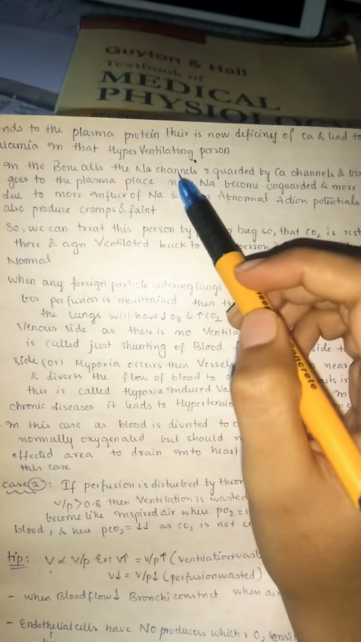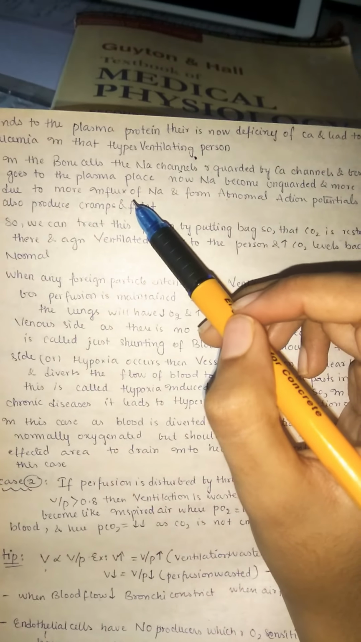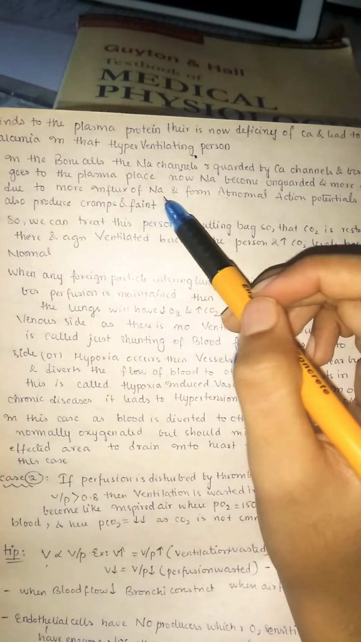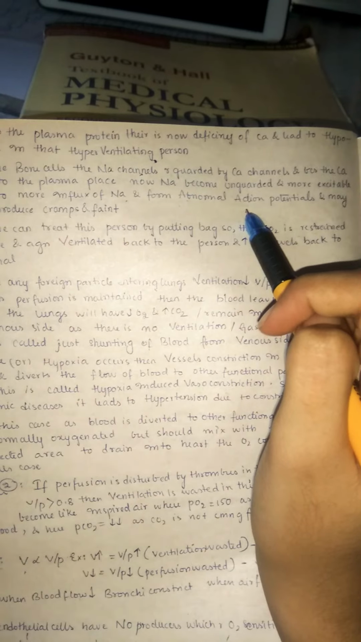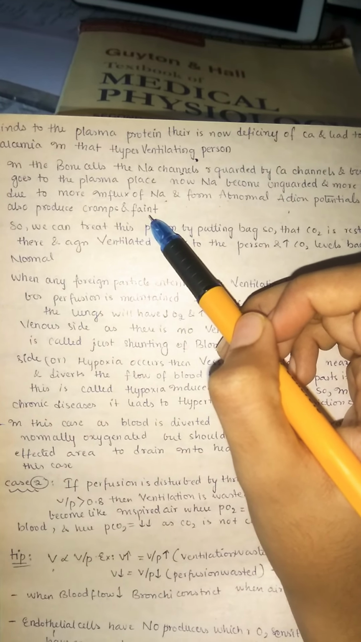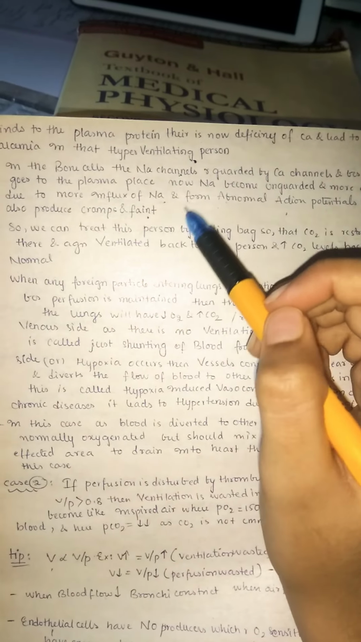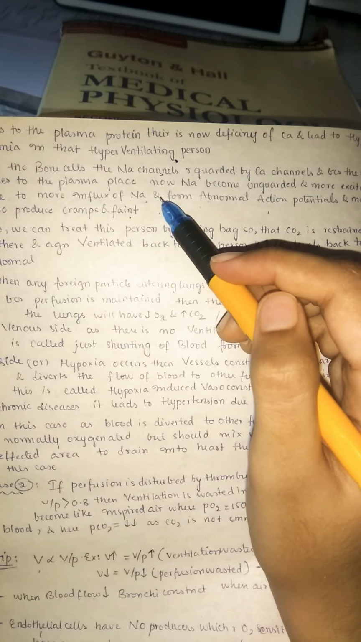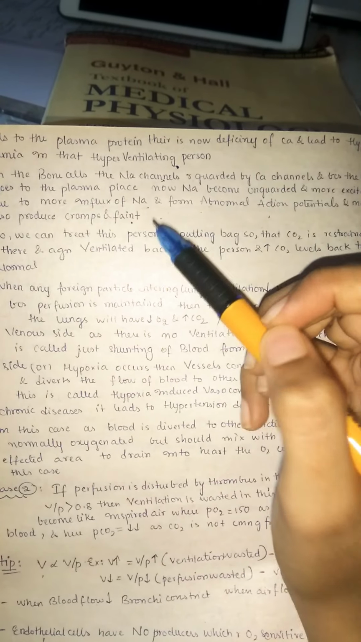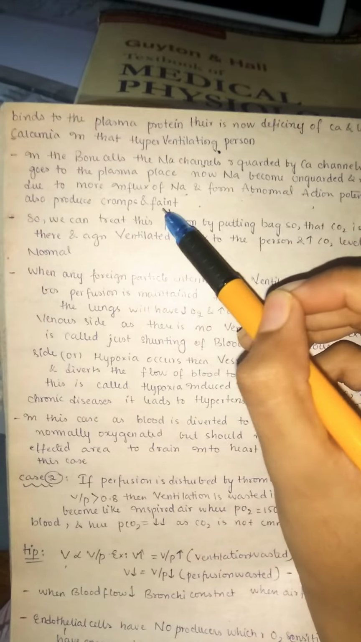In excitable cells, the sodium channels are guarded by calcium. Because the calcium goes to the plasma proteins, the sodium channels become unguarded and more excitable due to more influx of sodium, forming abnormal action potentials, which may produce cramps and fainting. So that's why, when a person is hyperventilating, because of carbon dioxide washout, hypocalcemia occurs, and as calcium goes to plasma, sodium channels become unguarded and abnormal action potentials are formed, leading to cramps and fainting.